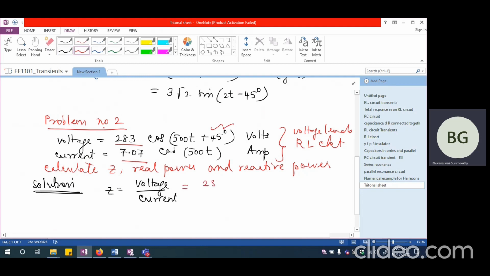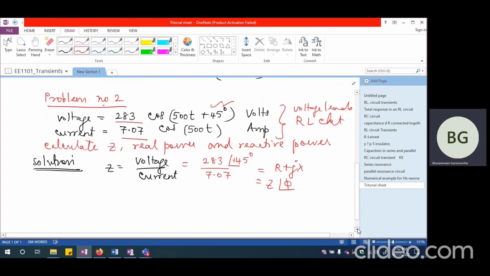So we are going to write this as 283 divided by 7.07 angle 45 degrees, because this is leading. Whatever the impedance is, it actually has a positive phase angle. So this will come in the form of R plus jX, or Z angle positive phase angle. This can be calculated. That's not a problem, right? You should be able to calculate it.